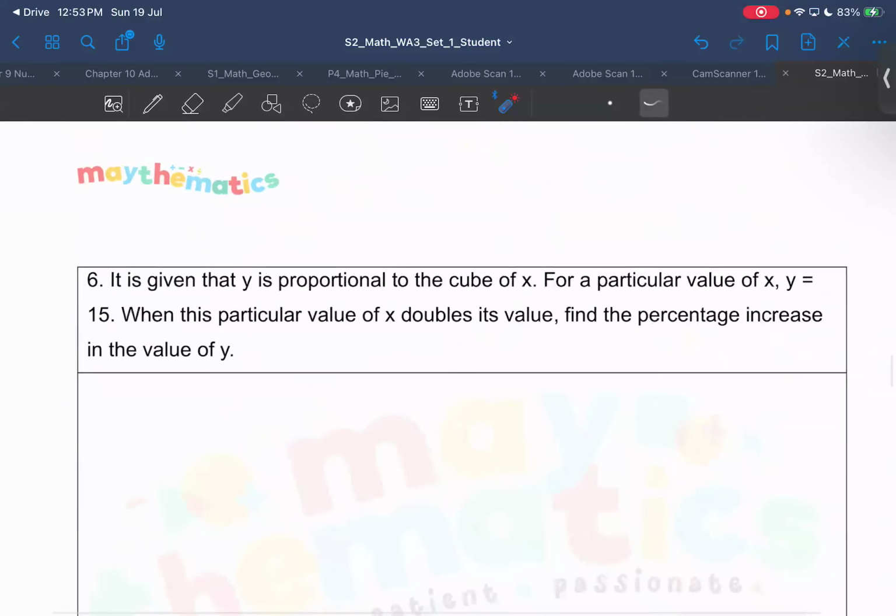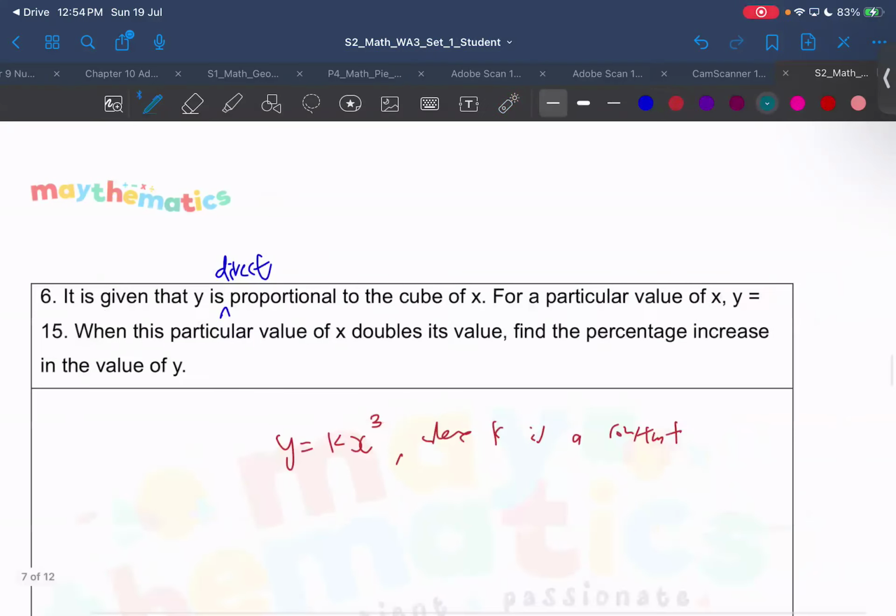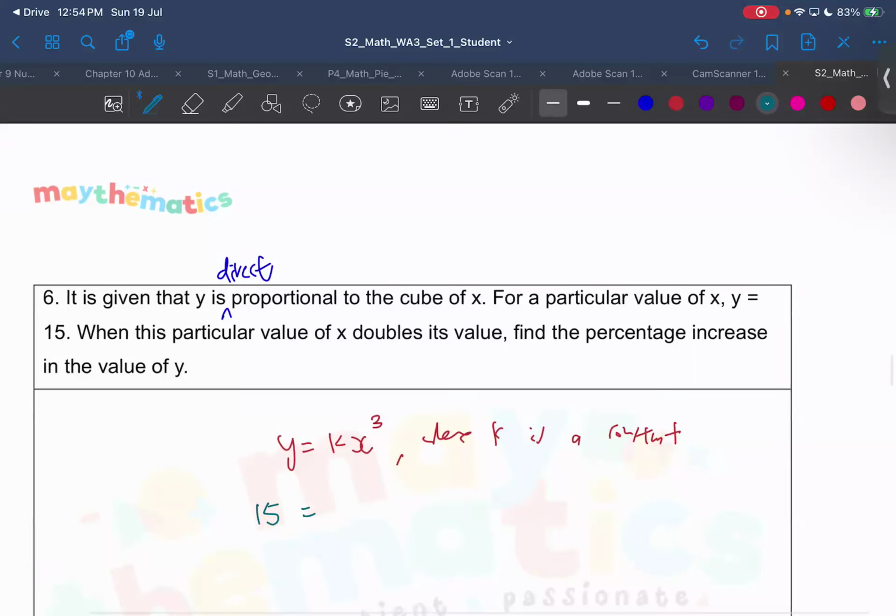Okay, question 6. Y is proportional to the cube of x. So usually if the question never say is it direct or inverse, we will assume this is direct. This is like 90% true. Okay, so cube of x, that means y equals kx cube, where k is a constant. And so next one, for a particular value of x, y equals 15.